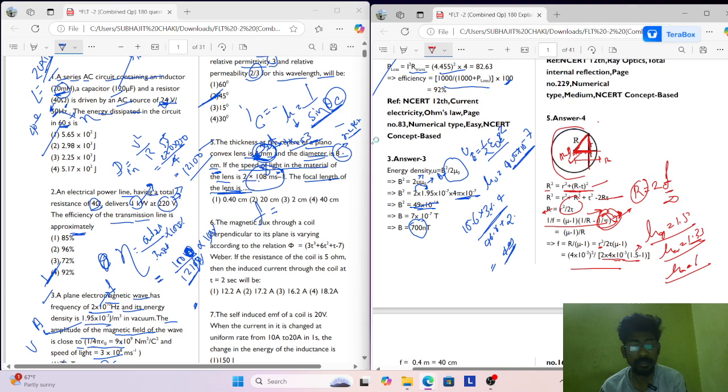Now put the value, 1.5 minus 1 is 0.5. So 0.5 into 4 means 2, 2 twos are 4, into 10 to the power minus 3. The 4s cancel out, and another 4 remains because there is a square. 10 to the power minus 4, 10 to the power minus 3, minus 1 will be there. So therefore the focal length will be 0.4 meter, which is equal to 4 centimeter.